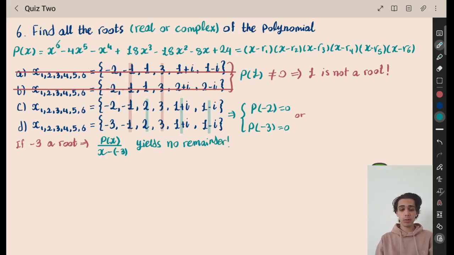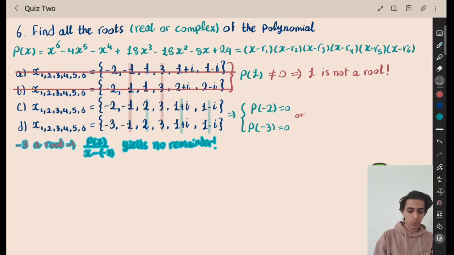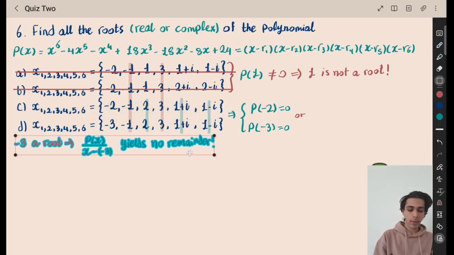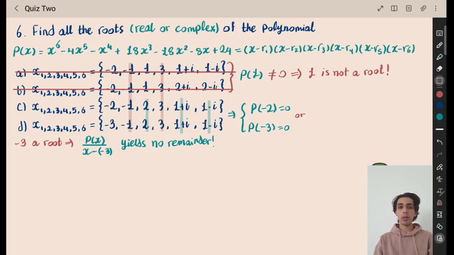That is our test. And it makes sense because it's going to be one of those. If it is a root, then this is true. If minus 3 is a root, then we have no remainder. If it gives us a remainder, then it is not a root, and in that case, the answer would be C. But let's see for ourselves.